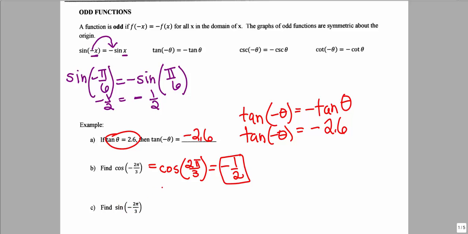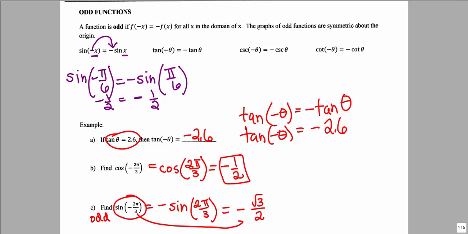Sine of negative 2 pi over 3, since sine is an odd function, this would be equivalent to the negative, or the opposite sign, of sine of the positive angle. So if I put positive 2 pi over 3 on the inside, sine of 2 pi over 3 would be equal to square root of 3 divided by 2, and we'll bring our negative out. So sine of negative 2 pi over 3 would be equal to negative square root of 3 divided by 2.